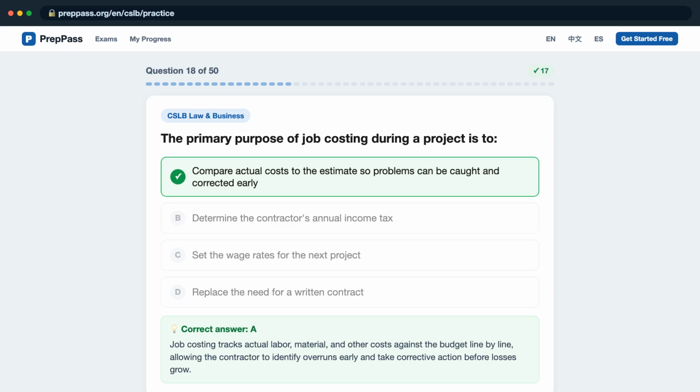Job costing tracks actual labor, material, and other costs against the budget line by line, allowing the contractor to identify overruns early and take corrective action before losses grow.